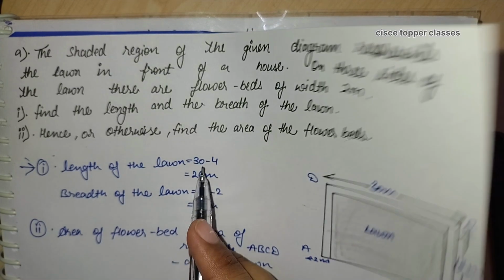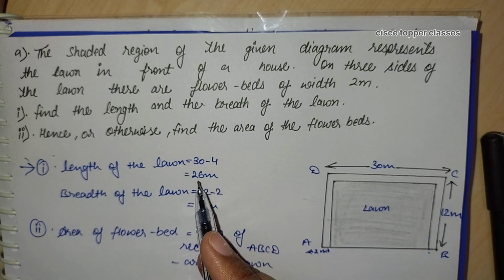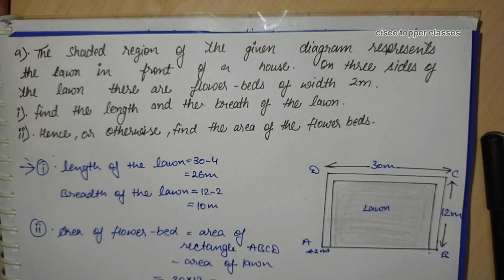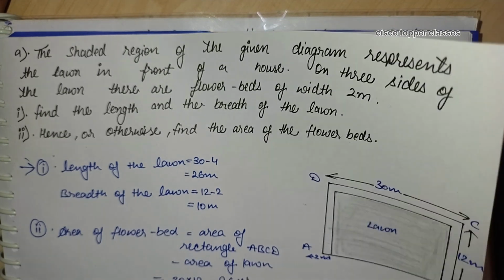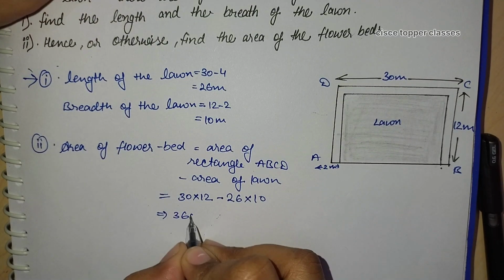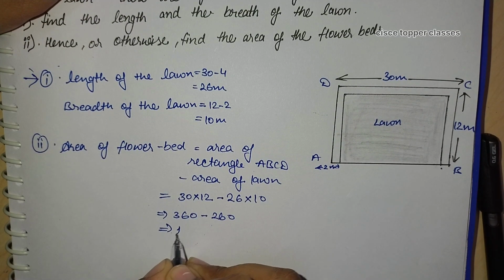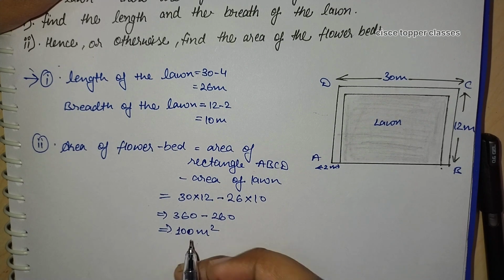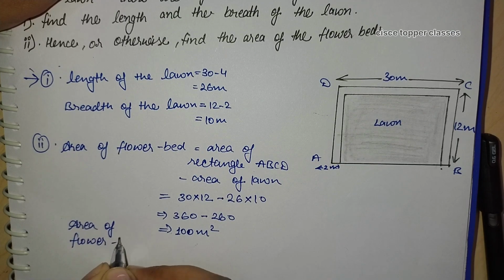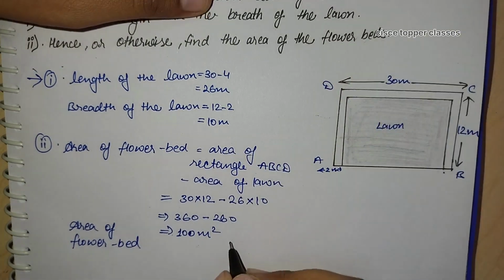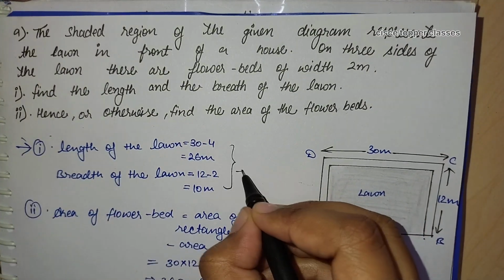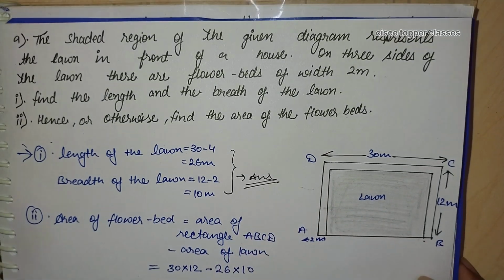So here, because length and breadth of this lawn we have found previously in this question, we can write area as 30 into 12 minus 26 into 10. So here we can write this as 360 minus 260, means 100 meters square. Area of flower bed will be 100 meters square. So this is the final answer of this question. So this is the answer of the second part, and this is the answer of the first part. And this is the solution of the ninth question.